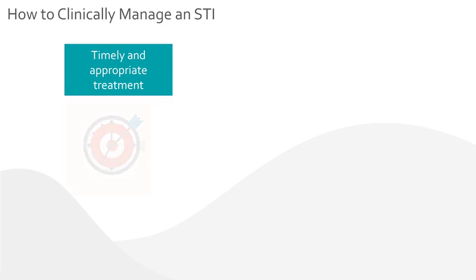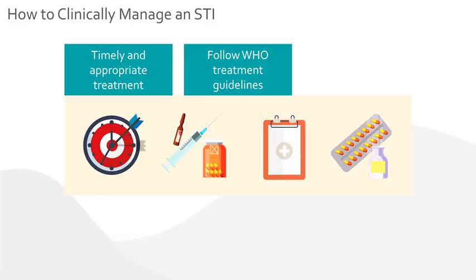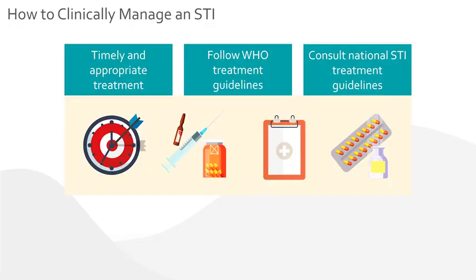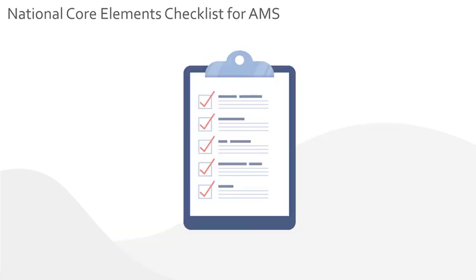Timely and appropriate treatment according to guidelines ensures optimal patient outcomes and reduces emergence of resistance. It is recommended to follow WHO treatment guidelines, and national STI treatment guidelines should also be consulted. These guidelines should be based on national and local patterns of antibiotic susceptibility, especially for gonorrhea, which countries should monitor regularly.